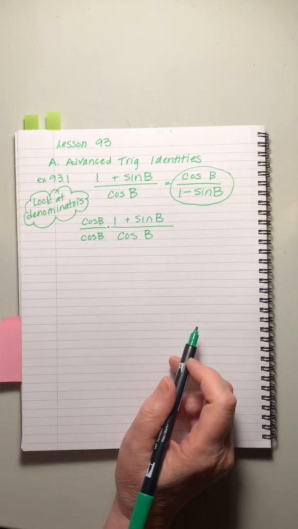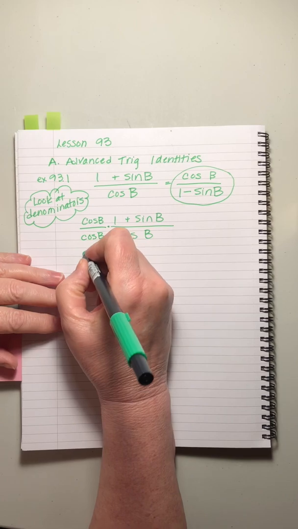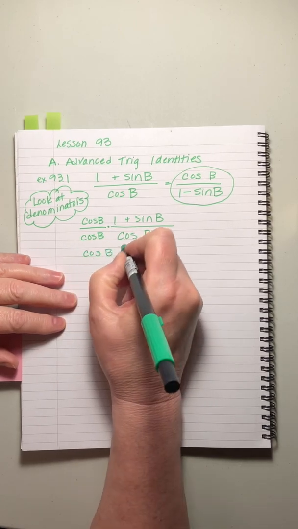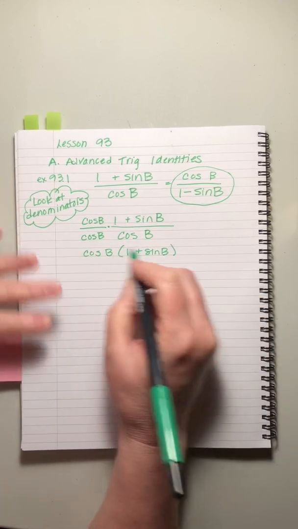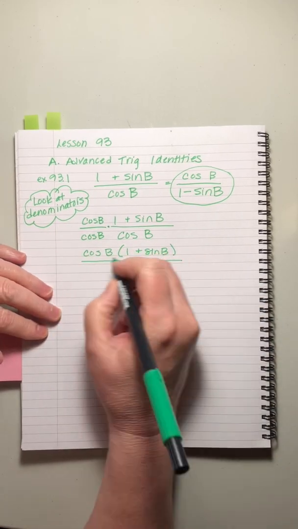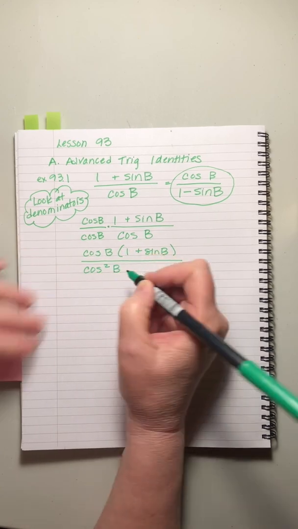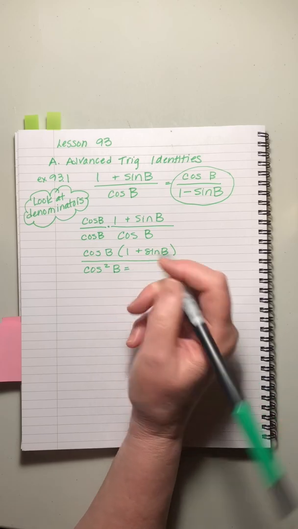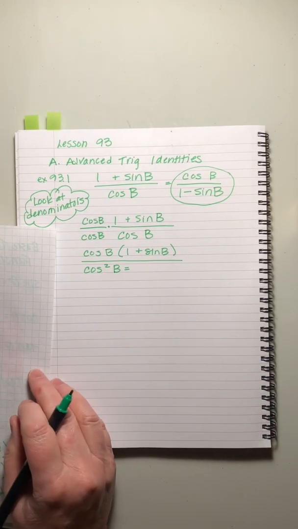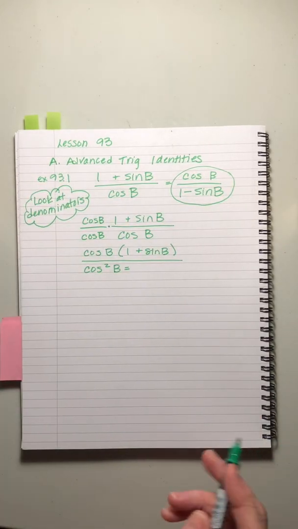All right? So on the top, I'm not going to try and multiply it. I'm just going to leave it cosine of b times 1 plus sine of b. I'm not going to do anything with that. And then down here, I'm going to write cosine squared b, but then that is equal to, I'm using this line right here, right? 1 minus sine squared b.